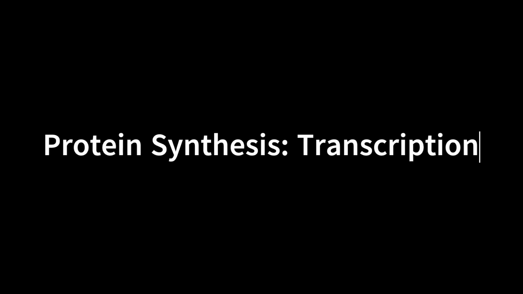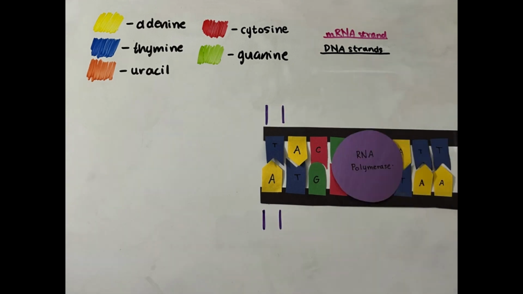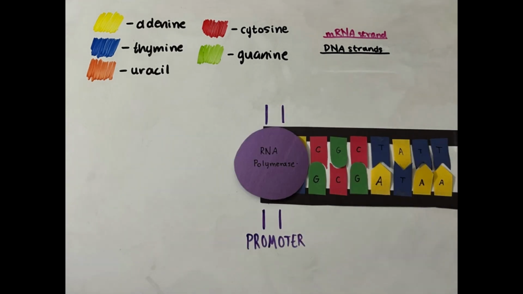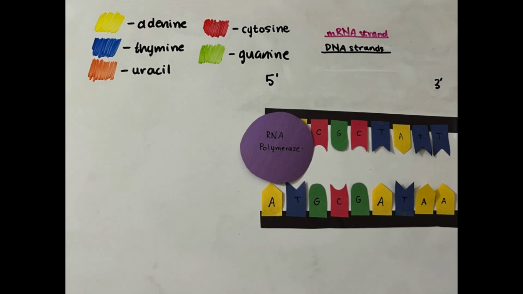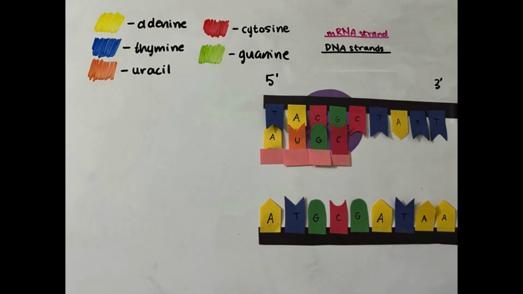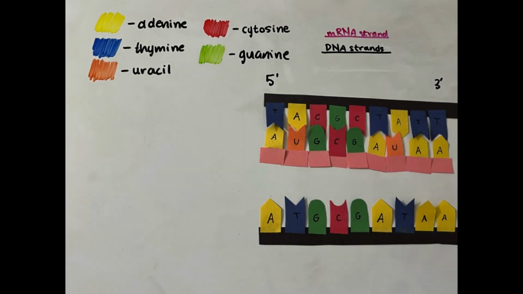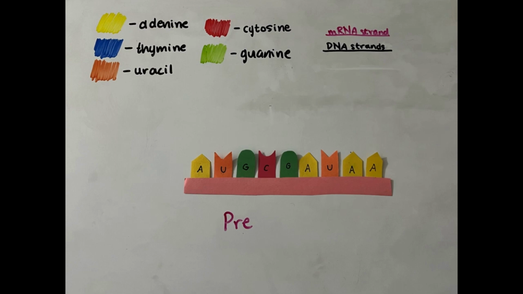Protein synthesis, transcription. Copying a base sequence from DNA to RNA is transcription. Transcription uses a vital enzyme called RNA polymerase. RNA polymerase binds itself to sections of DNA called promoters and separates the strands. Then it uses one strand of DNA as a template to assemble nucleotides into a complementary strand of RNA in the 5' to 3' direction.